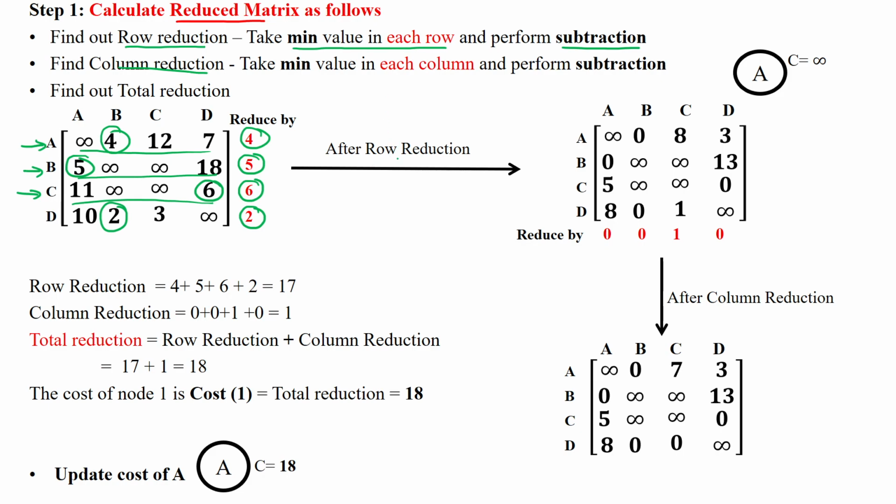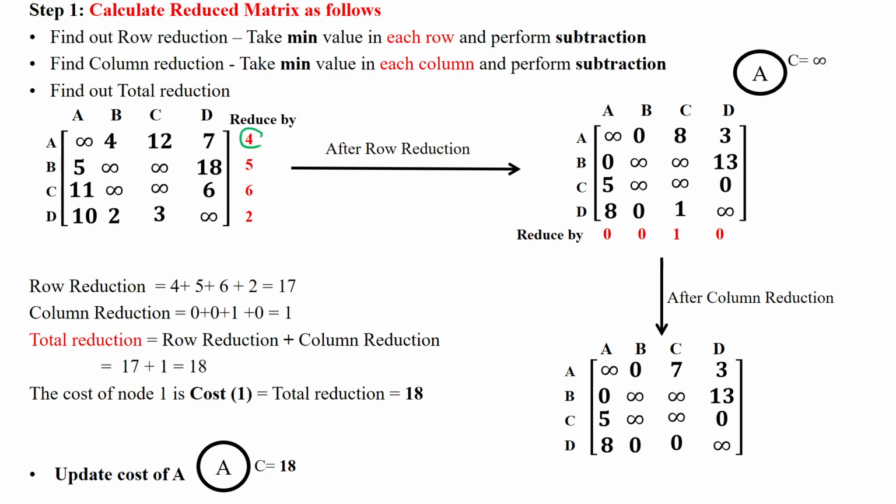Now you have to perform the row reduction by applying subtraction. The selected minimum value is subtracted from each and every element in the row. So for the first row, infinity minus 4 is again infinity. Then 4 minus 4 is 0, 12 minus 4 is 8, and 7 minus 4 is 3.